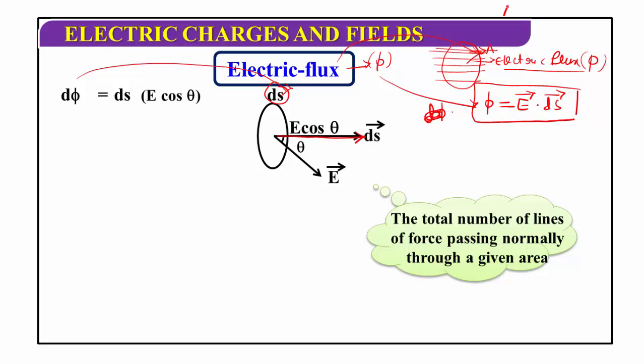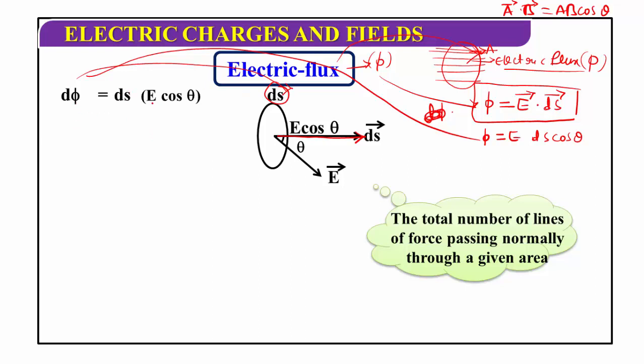But you know the formula, vector A dot B is equal to AB cos theta. Using that formula, phi is equal to E ds cos theta, we say. This is the same formula we are writing here. Here d phi is the electric flux through a given area ds around the point where the electric field is given.